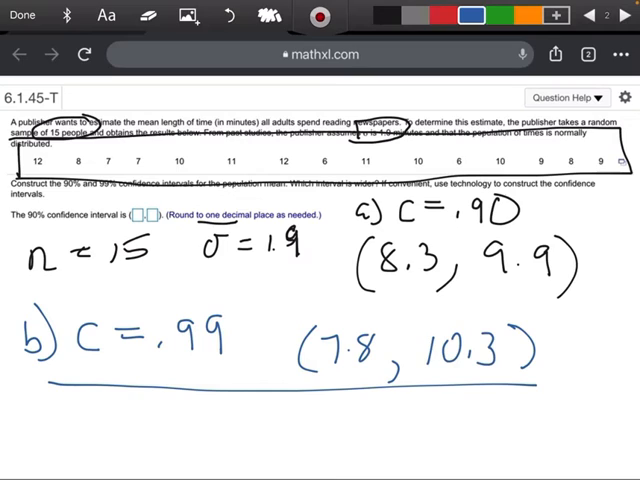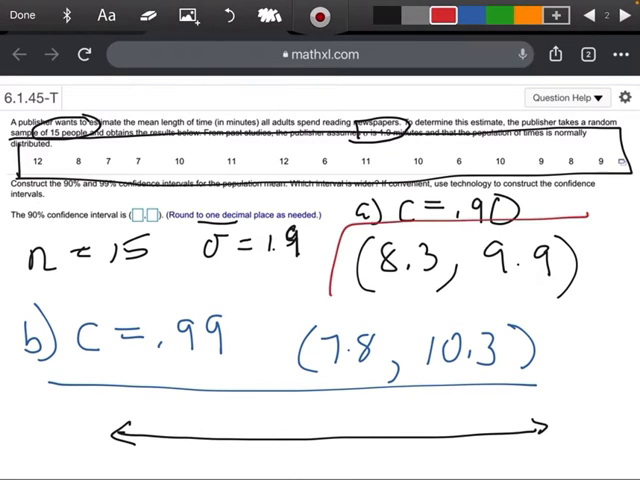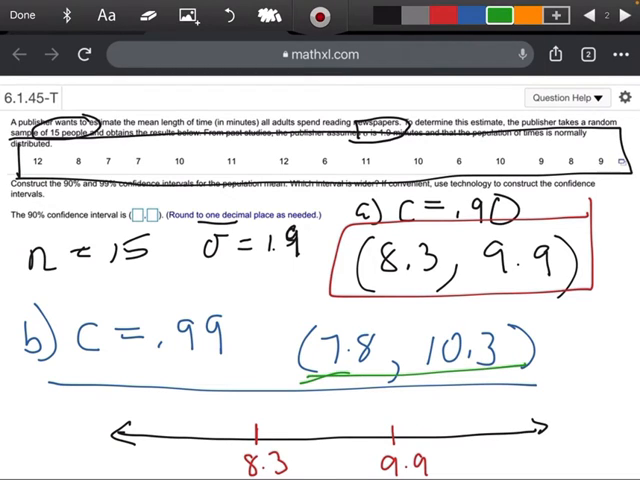Now, before I go on, I'm going to enter that part in a second. But first I'm going to draw my number line here. The first thing I'm going to do, these right here, I'm going to mark them in red on my number line. So I'm going to say right here is 8.3, and right here is 9.9. Then I'm going to mark these in green. So wouldn't 7.8 be to the left? And wouldn't 10.3 be to the right?